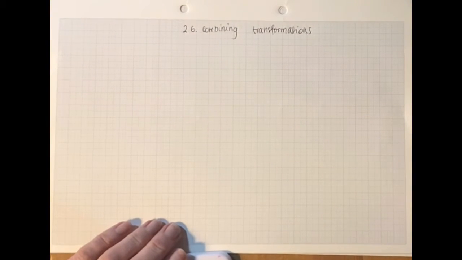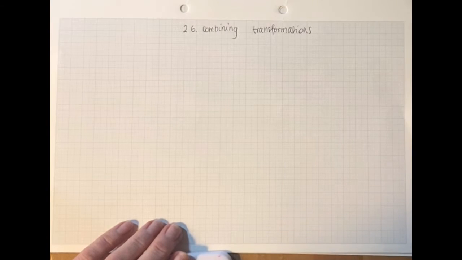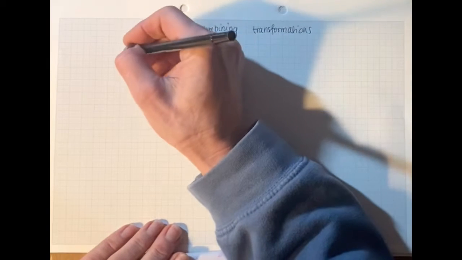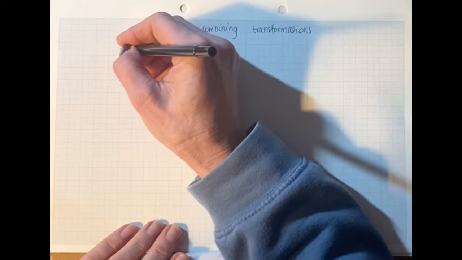Section 2.6, we're going to look at combining transformations. So a quick reminder of different types of transformations that you've already met in the past. So the first one, we're going to look at translations.